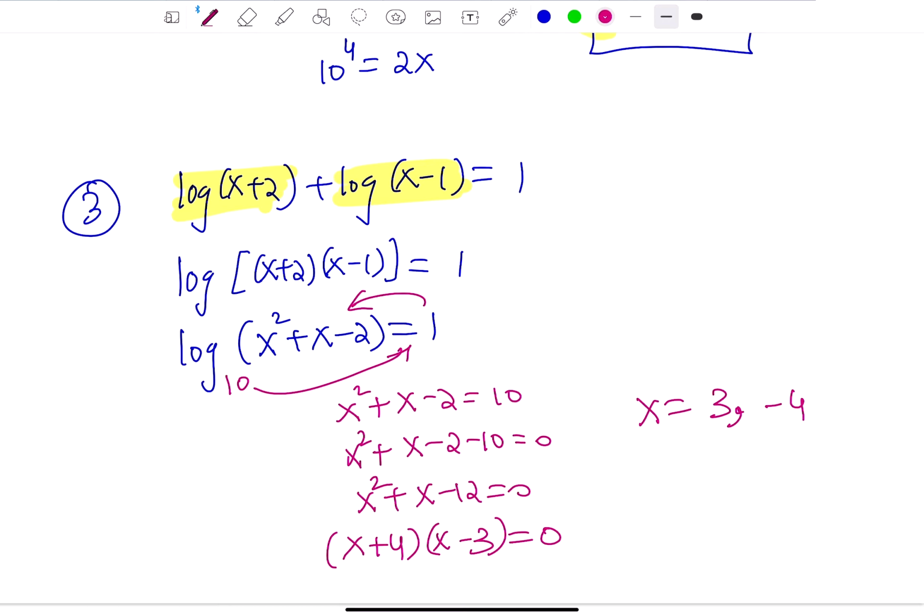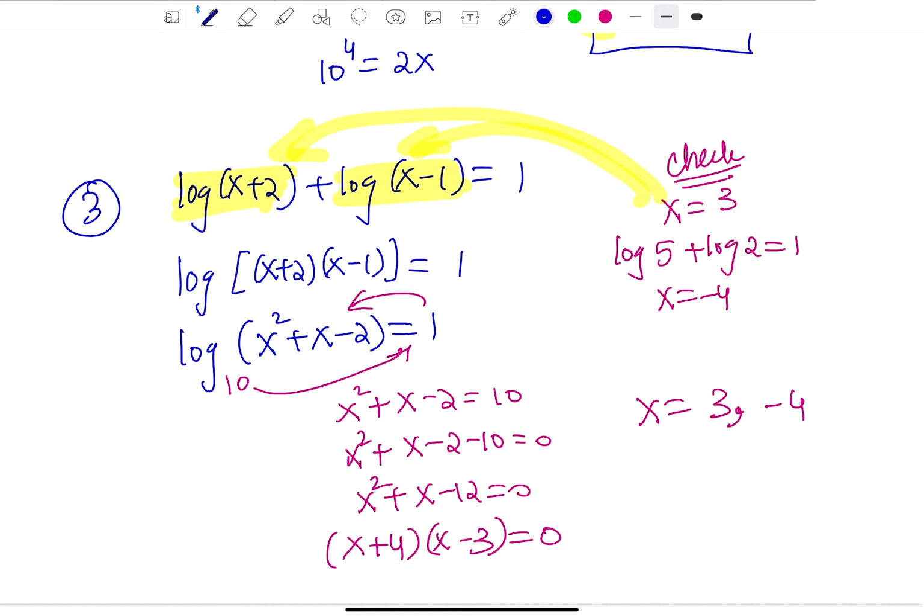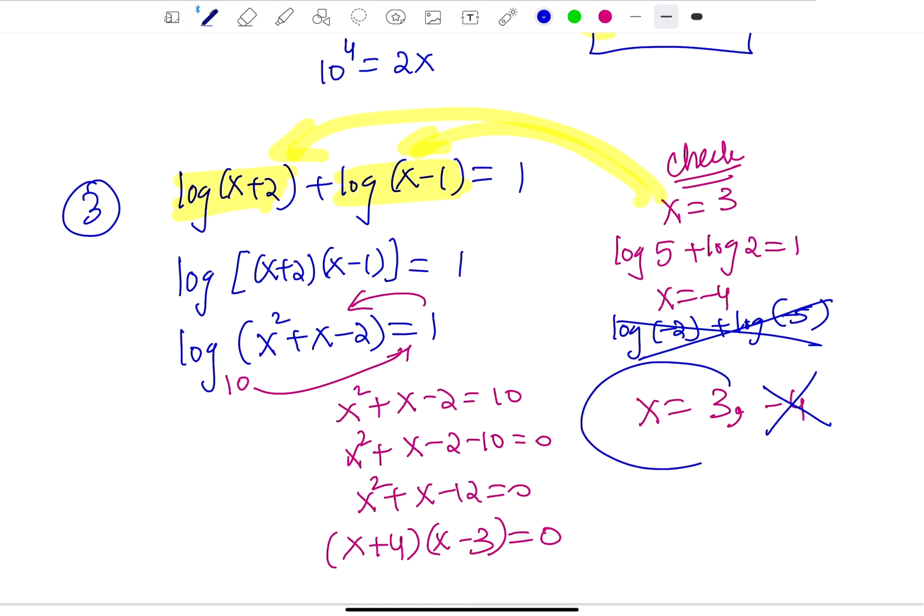Now let's check both solutions. When x is equal to 3, would I get log of negative or log of 0 here? No, because when x is 3, I would have log of 5 plus log of 2 is equal to 1. So that's totally okay. When x equals negative 4, let's plug that in as well. Log of negative 4 plus 2 is log of negative 2 plus log of negative 5, and that's going to be a problem. So negative 4 is not an allowed solution. X equals 3 is the only allowed solution.